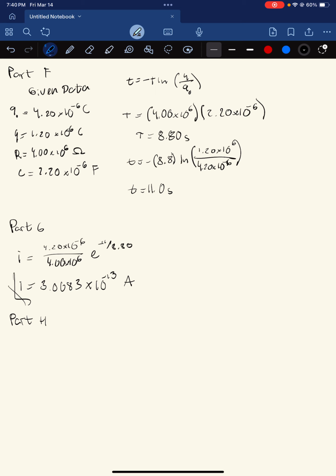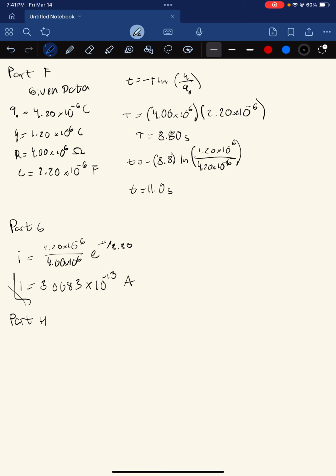Now we'll go with part H. You add another resistor in series with an 8 microfarad capacitor and an open switch. Before you close the switch at t equals 0, the capacitor has a charge of 5.50 microcoulombs. At 17 seconds, the charge has increased to 1.10 microcoulombs. Find the resistance of the resistor.